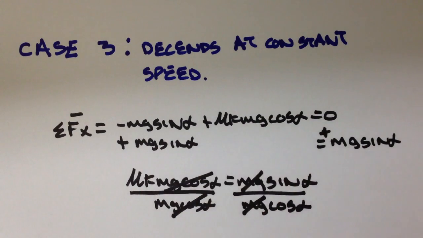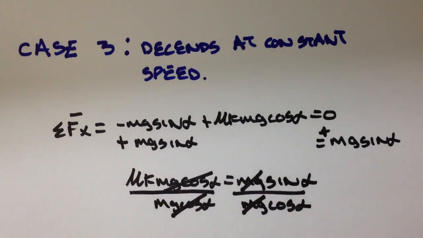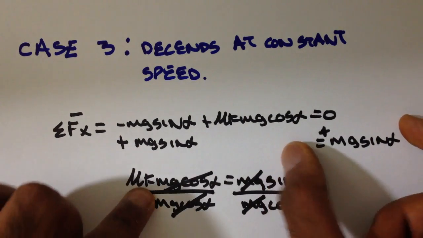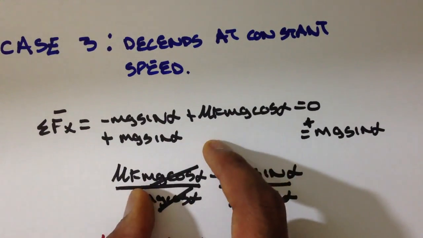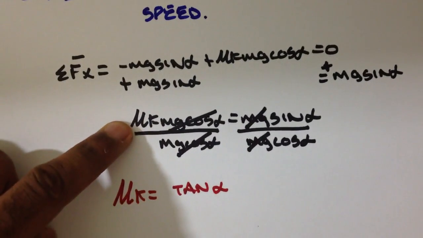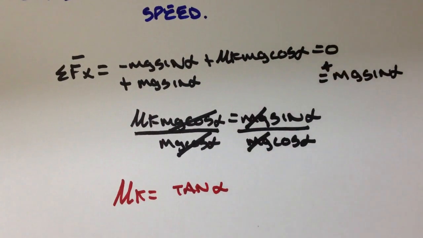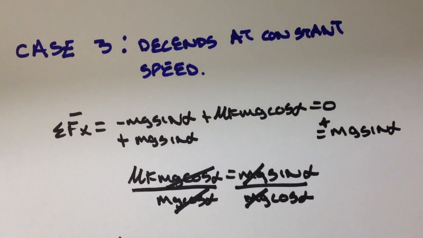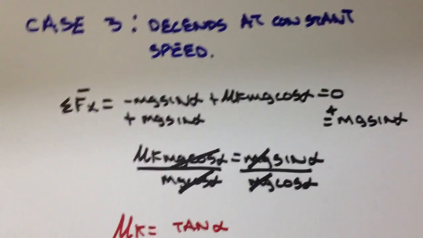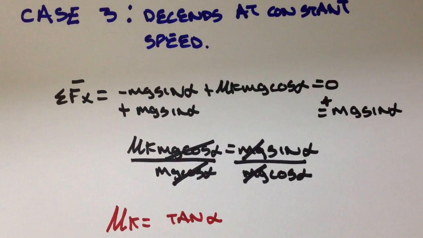We can add to both sides mg sine alpha, which is the weight parallel to the plane. We get on the left side mu sub k mg cosine alpha, which is what we have here, and on the right side we have mg sine alpha, which is what we brought to the other side. Here we can cancel out this quantity. We're left with mu sub k on the left side. On the right side, mg cancels, and we're left with sine over cosine, which is a trigonometric identity for tangent of alpha. So mu sub k will be given by tangent of alpha, and these are all three cases when we have an inclined plane: no friction, kinetic and static friction, and the body descending at constant speed.